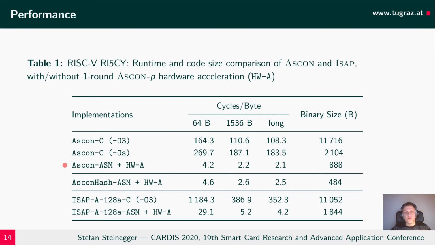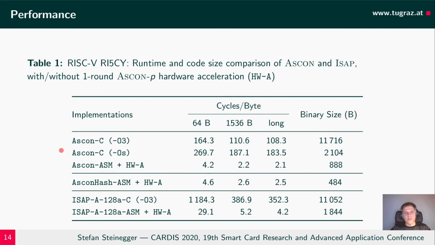When we compare that to our Ascon assembly implementation that uses our hardware instruction, we can see that this brings it down to only 4.2 cycles per byte for short messages, and down to 2.1 cycles per byte for long messages. In terms of binary size, the hardware instruction also helps us to reduce the binary size, since we don't need to implement the Ascon permutation in software anymore.